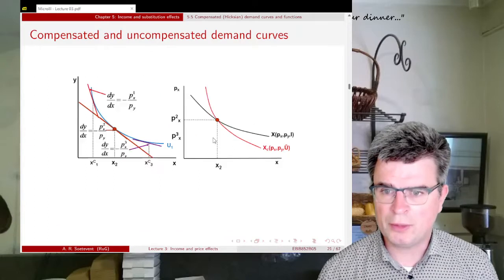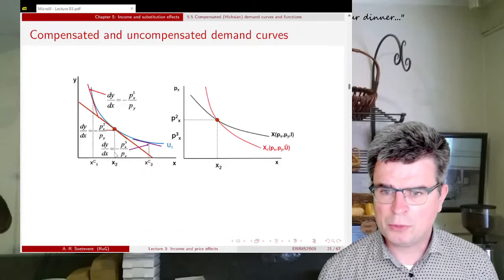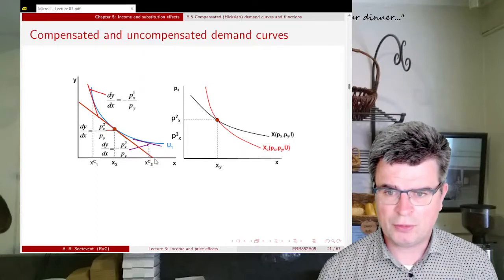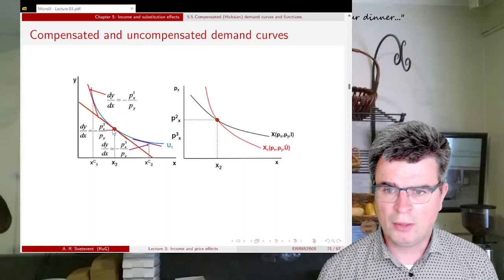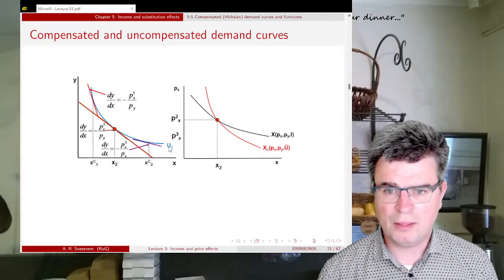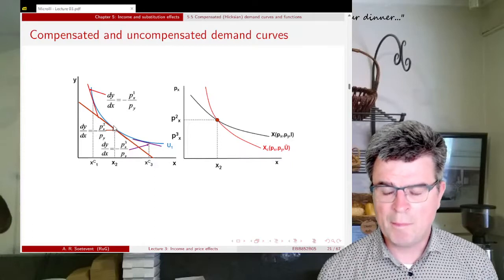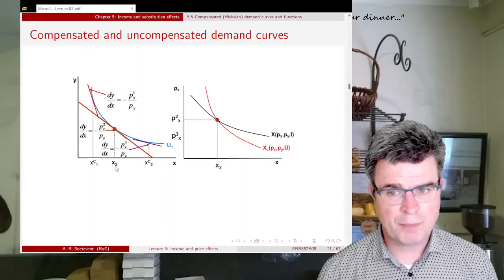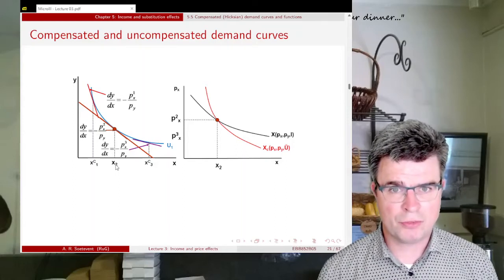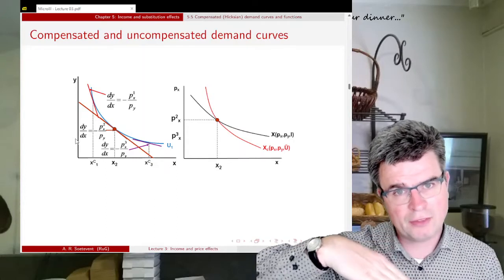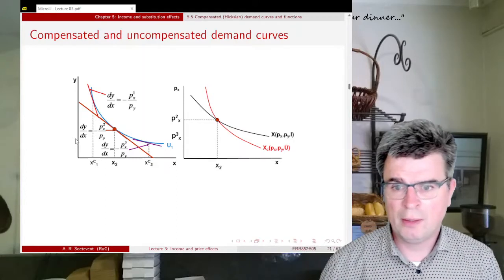Another way to show it is as follows. So suppose that the initial price is Px2. Given our initial budget constraint and that we maximize our utility, we can attain utility level U1 by consuming the bundle that gives us X2 units of good X. Now we decrease the price of good X, meaning that the marginal rate of substitution of good X and Y will change.